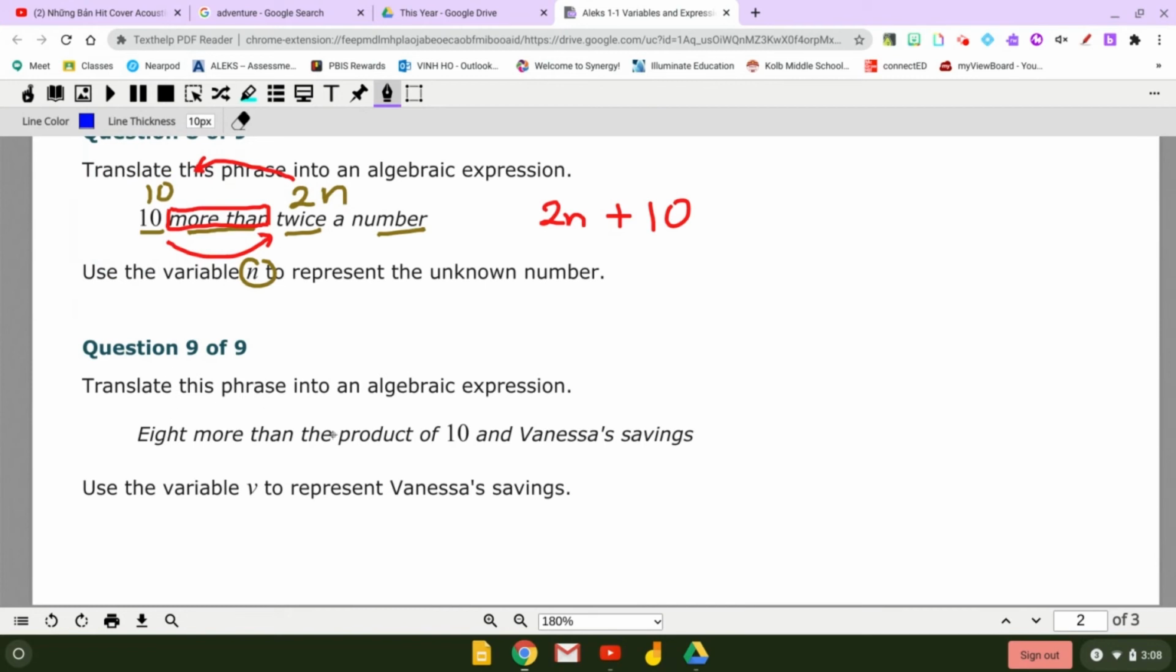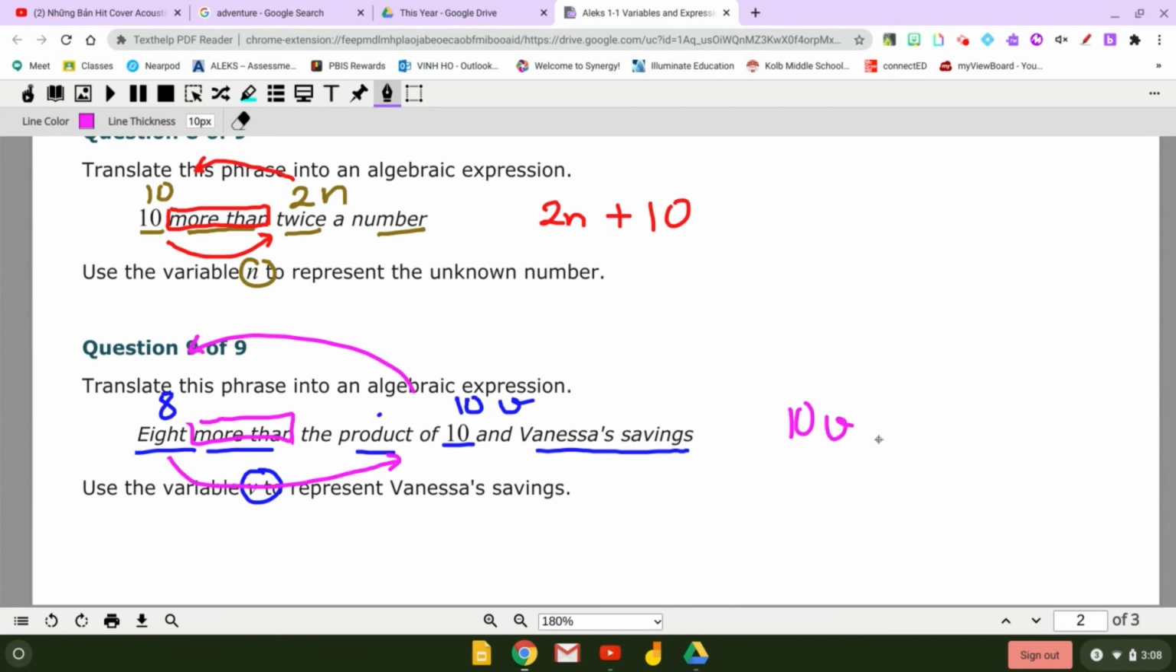Problem 9, translate this phrase into an algebraic expression. 8 more than the product of 10 and Vanessa's savings. So Vanessa's savings is V. The product means multiply, right? That will be 10V. And what happens when you hear the term more than? More than means you switch the terms around. If you had me last year, we practiced a lot about this. We have 10V plus 8. That's it.